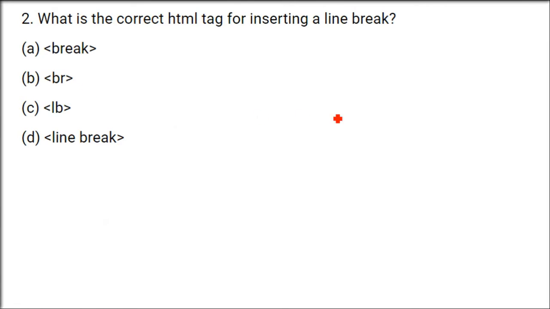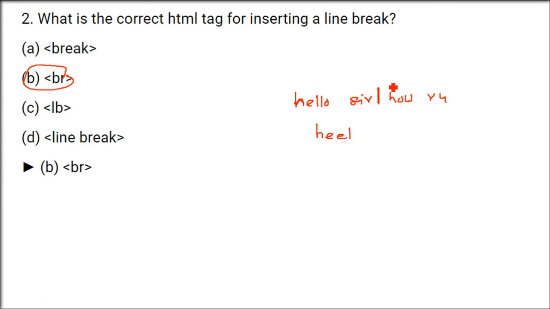What is the correct HTML tag for inserting a line break? Line break we have already seen, BR. For example, if you're writing hey, hello and hello sir, and then you have to write how are you in the next line, you want to have a break. When you put BR inside this, hello sir will come on the first line, and how are you will come after a break, in the second line. It's like /n in programming. It's like Enter in your Word. This is going to come in the next line, BR.